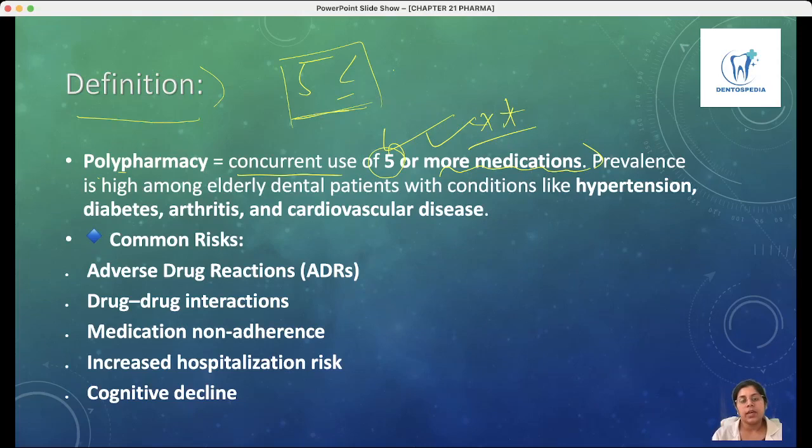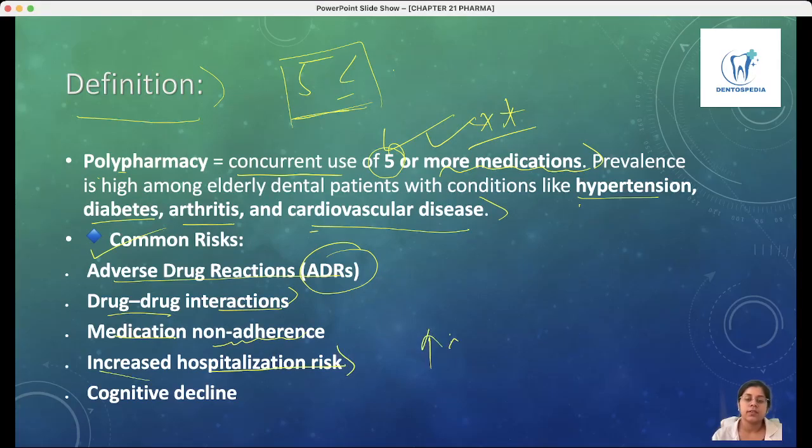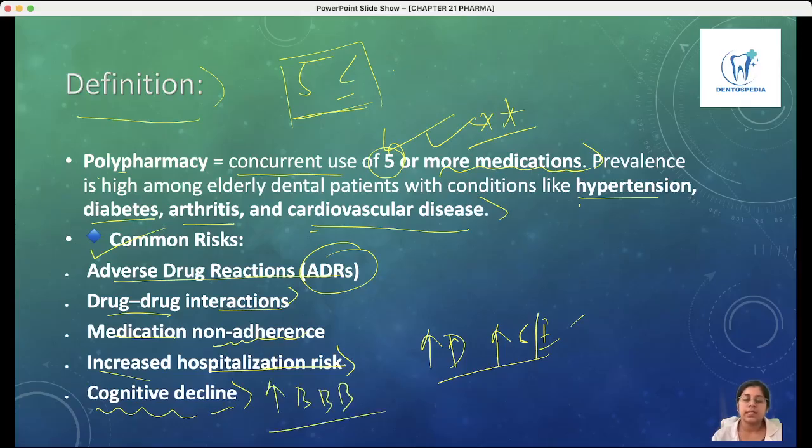Prevalence is high among elderly dental patients with conditions like hypertension, diabetes, arthritis, and cardiovascular diseases. Common risks are adverse drug reactions due to multiple drugs, drug interactions, medication non-adherence, and increased hospitalization risk, because more drugs means more side effects. Also cognitive decline, because we have seen an increase in blood-brain barrier permeability, so there is increased CNS sensitivity to a variety of drugs. So basically this is polypharmacy and these are the risks associated with it.